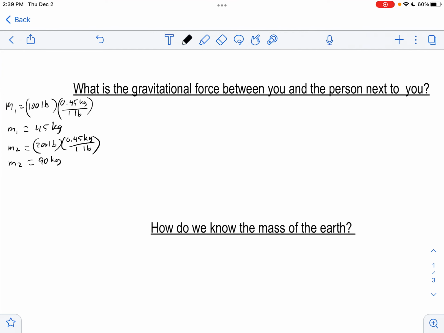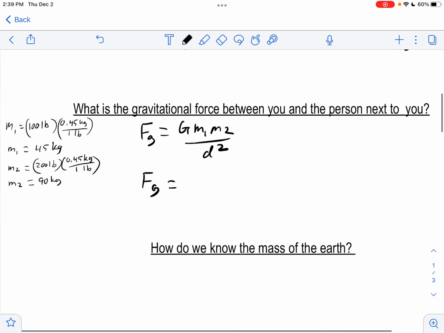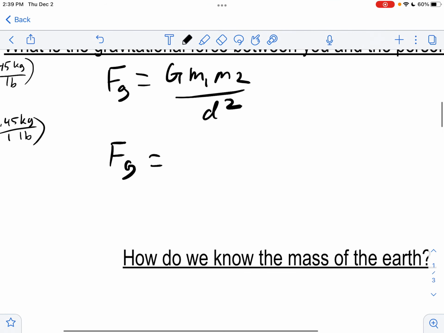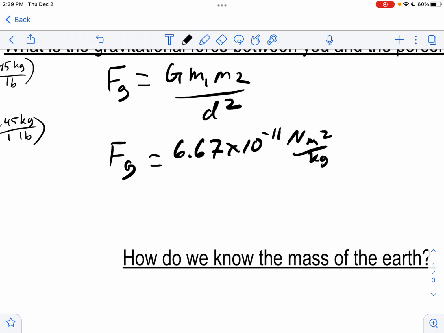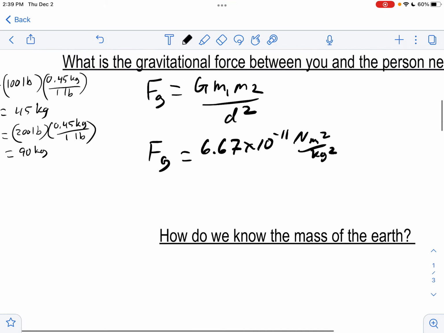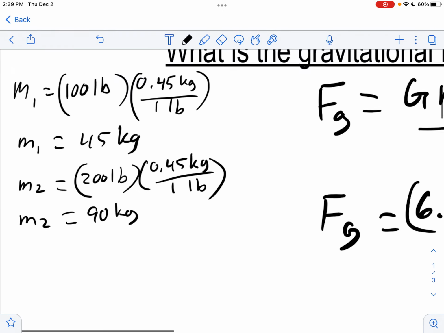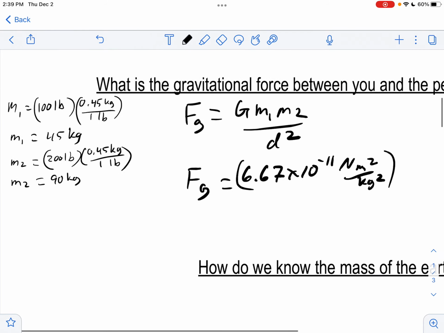Then to use Newton's law of universal gravitation, that's the equation G m1 m2 over d squared. I'm just plugging into this equation. That G is the number from up here, 6.67 times 10 to the negative 11th, with these weird units, newton meters squared per kilogram squared. Those are just there because they make the equation work. I'm going to multiply by my first mass, which was 45 kilograms, and then my second mass, which is 90.